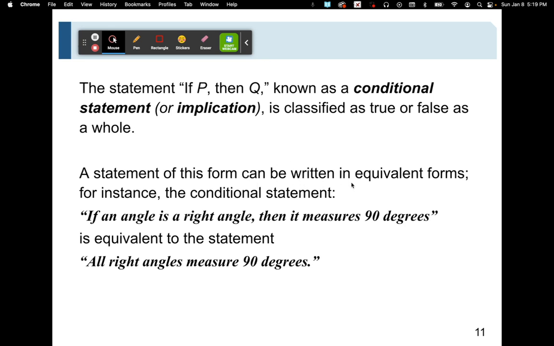A statement of this form can be written in equivalent forms. For instance, the conditional statement, if an angle is a right angle, then it measures 90 degrees. That's clearly a true statement, right? And we can write it in other ways, and that's equivalent to saying all right angles measure 90 degrees. But for the ease of conversation right now, let's just focus on a conditional statement being an if-then statement.